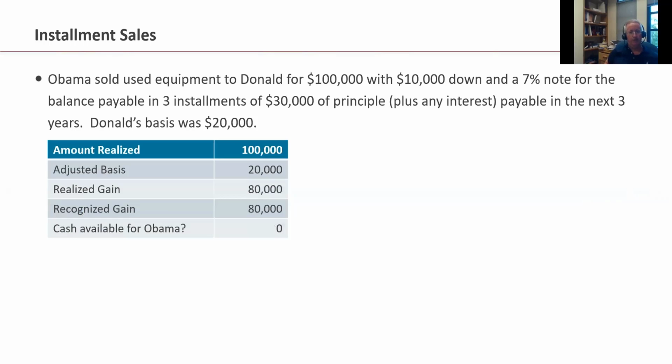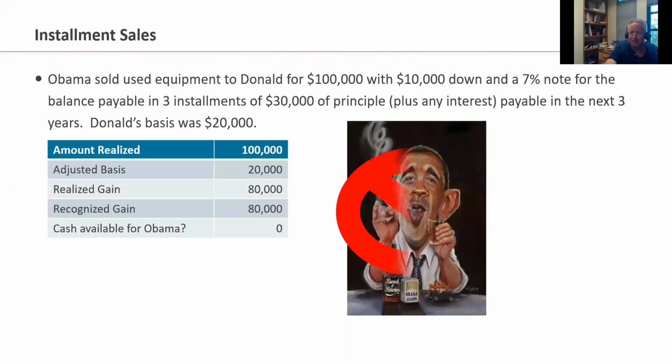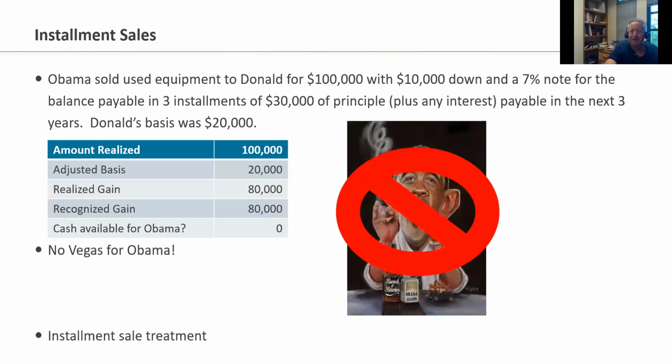That's the general rule. Here's the problem. How much cash does Obama have? Well, he got 10,000 down. So it's not like he got nothing. He got something, but can he go to Vegas and buy shrooms? That's the question, right? And the answer is no.